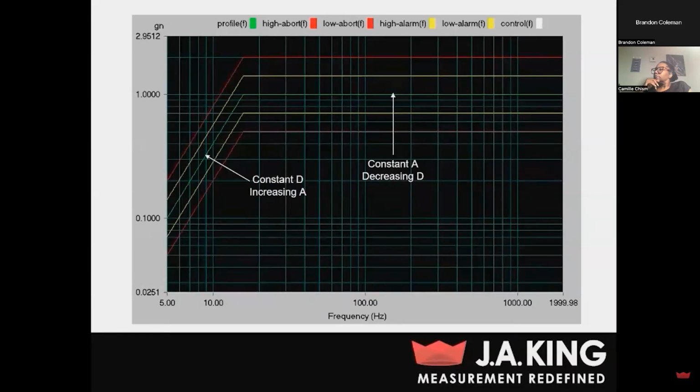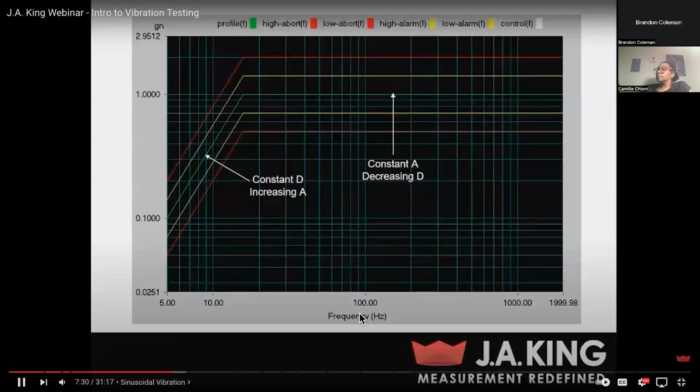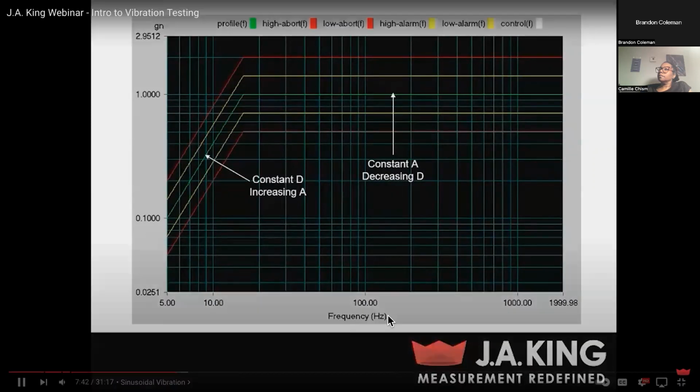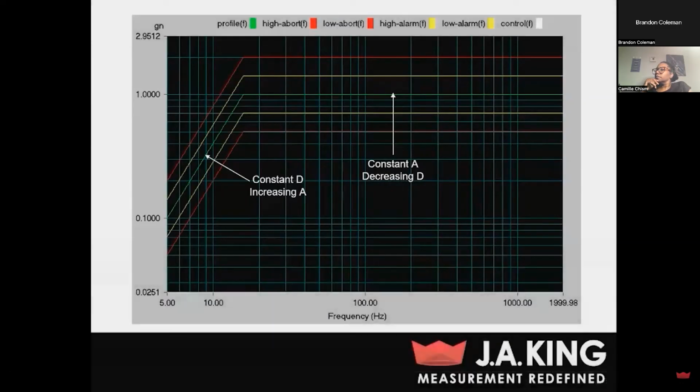Also, I want to point out that the x-axis here is frequency and it is proportional to time. So if you were to perform a sine sweep, you'd actually be able to see your shaker operating along that curve, and it would track along that green profile line from the left side of the screen up and to the right side of the screen to the higher frequency range. You'll see in a minute here when we go into random vibration, that's not the case. The x-axis is actually not proportional to time. And we'll talk about that a little bit once we get there.